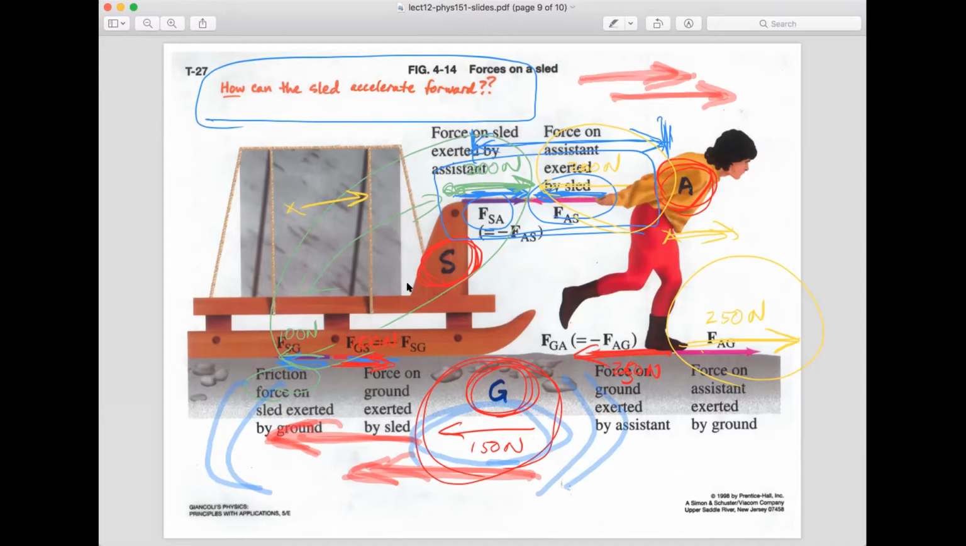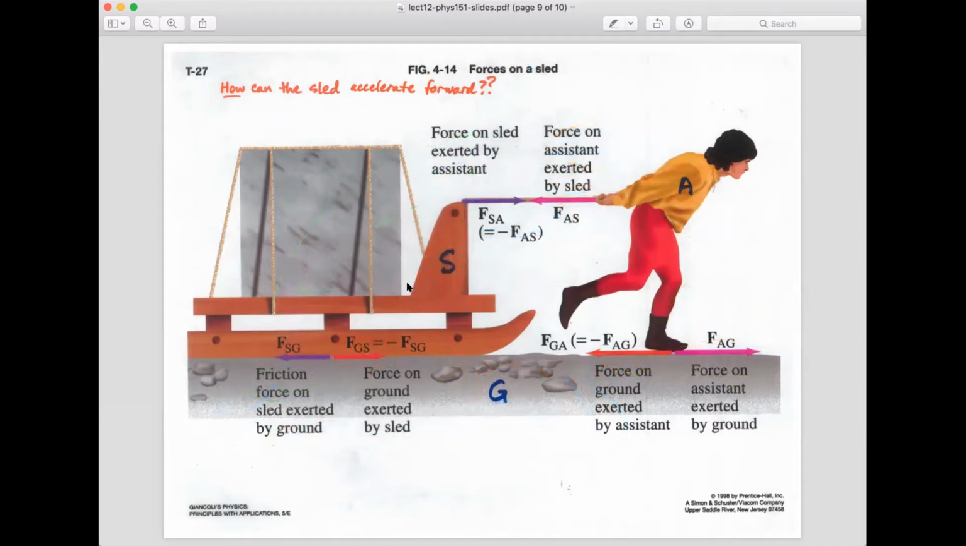Okay. Finally, now that I've made the diagram so messy, the last thing I'd like you to notice is that this is an action-reaction pair, but only one of the two was used when I did a free body diagram of the assistant, and only one of the two was used when I did a free body diagram of the sled. And the same is true for this action-reaction pair and that action-reaction pair. That's why the author drew those vectors in different colors.